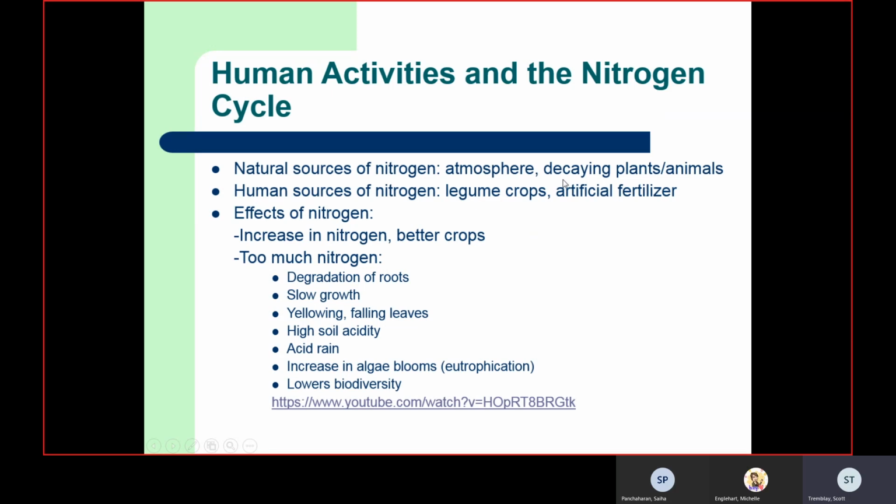So a lot of good natural sources, right? Atmosphere to plants, you get the bacteria doing it. Human sources, right? We have a lot of legume crops. We use a lot of artificial fertilizers. And there's some really interesting things that happen with nitrogen.